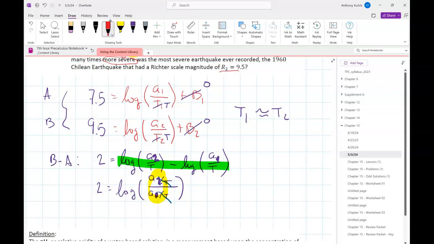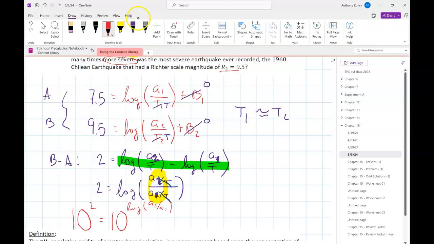I'm now looking for some participation again. Times 10. Close. Times is not the verb you're looking for. But we do need the number 10. So the word you're looking for is an exponent base. So I'm going to have 10 to the second equals 10 to the log of A2 over A1.